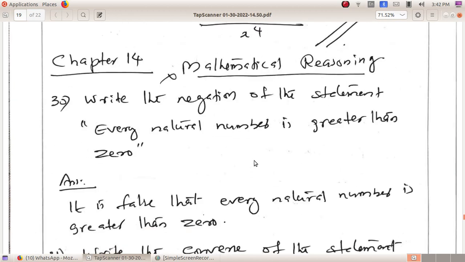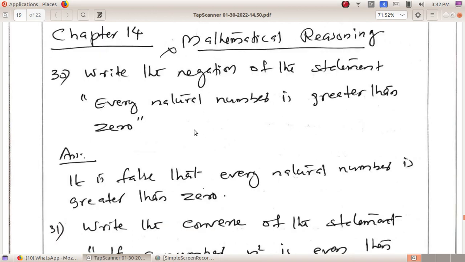Chapter 14, mathematical reasoning. Write the negation of the statement: every natural number is greater than 0. Negation means negative. So you start with "It is false that". This is very important. It is false that every natural number is greater than 0.